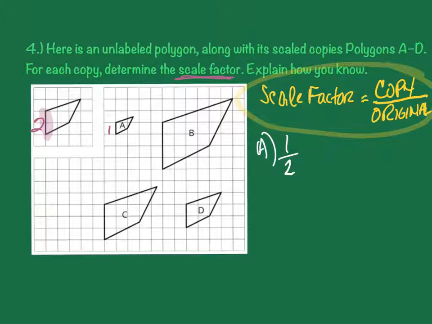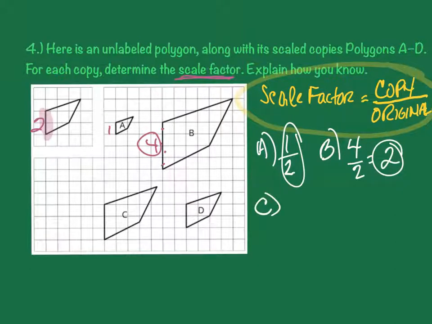Next is B. Let's see what we have here for B. So if I look at this, my new one is 4, right? So I've got my copy, which is 4, divided by my original, which is 2. 4 divided by 2 is 2.